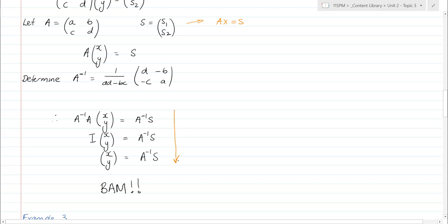I do a left multiplication by the inverse, and that eliminates the A, giving me the identity. And on the other side, I have to do a left multiplication by the inverse again. So you notice it's A inverse S, not S A inverse. And by the way, S A inverse wouldn't work anyway because A inverse would be a 2 by 2 and S is a 2 by 1 and the dimensions wouldn't match. When you do that though, a 2 by 2 multiplied by a 2 by 1 will leave us with a 2 by 1, and that will match the dimensions of x, y, and it will just give us x and y. The numbers that are in the 2 by 1 will be x and y, and you've solved your matrix.